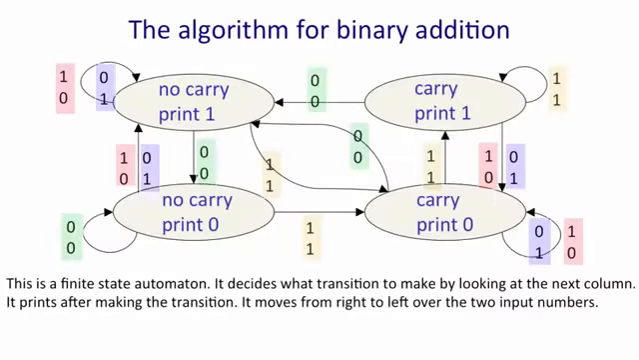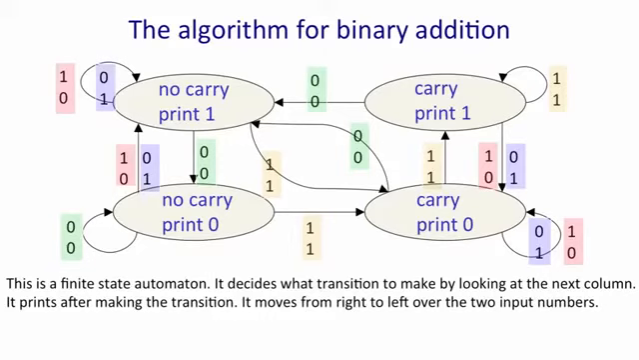This is a picture of the algorithm for binary addition. The states shown here are like the states in a hidden Markov model, except that they're not really hidden. The system is in one state at a time. When it enters a state, it performs an action, so it either prints a 1 or prints a 0, and when it's in a state, it gets some input, which is the two numbers in the next column, and that input causes it to go into a new state.